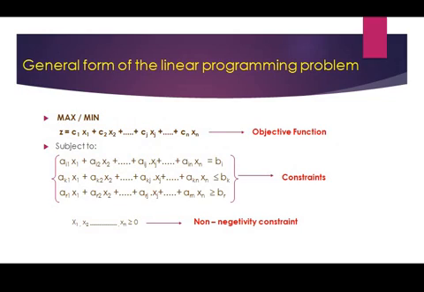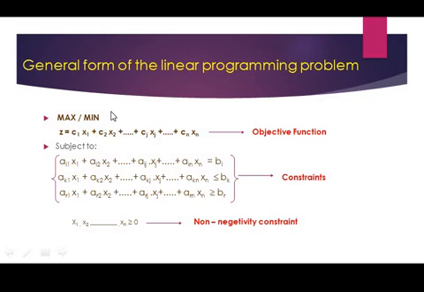So how does this linear programming problem look like? The general form of linear programming problem. As I said, first and foremost thing is optimization. So when I say optimization, it is either maximize or minimize. Maximize or minimize what? Maximize or minimize certain decision variables. Which are the decision variables here? X1, X2, X3, so on up to Xn. N decision variables are there.